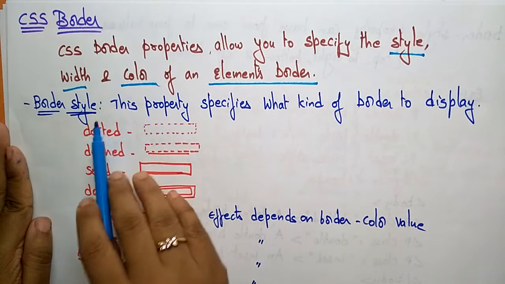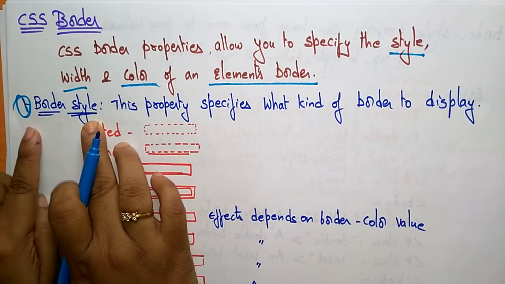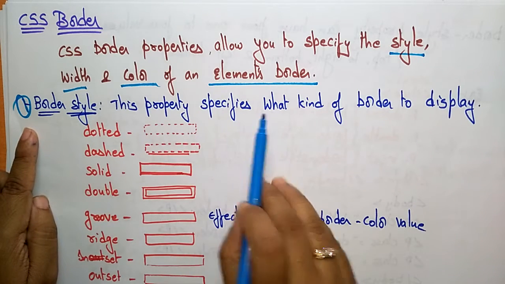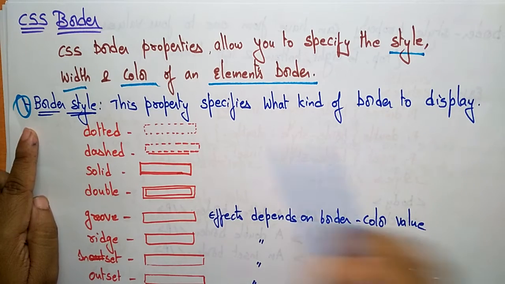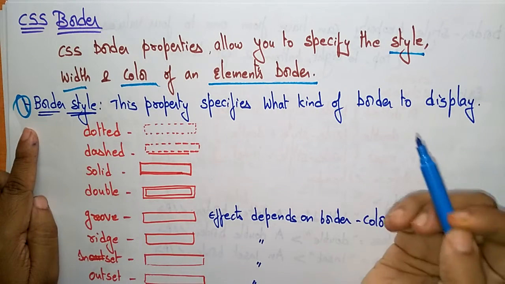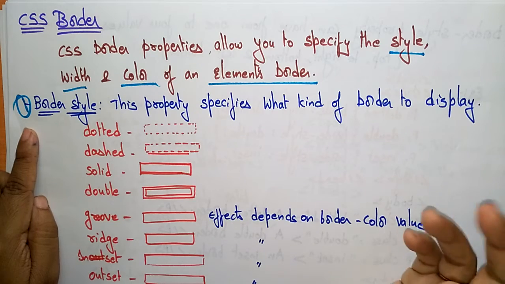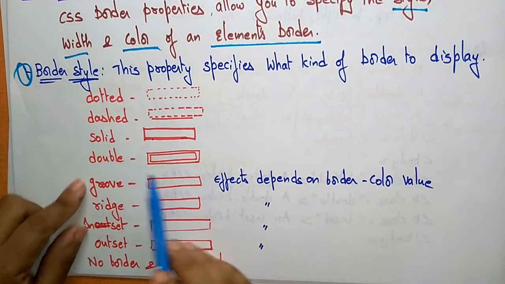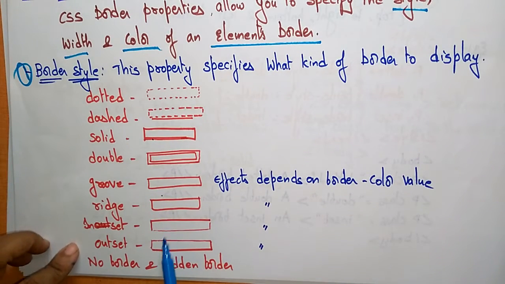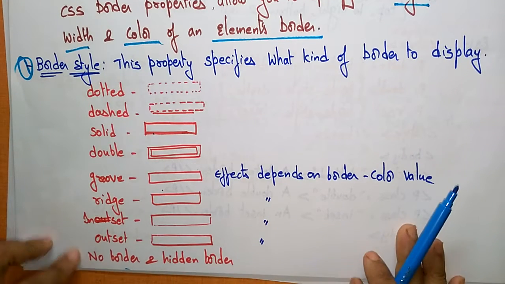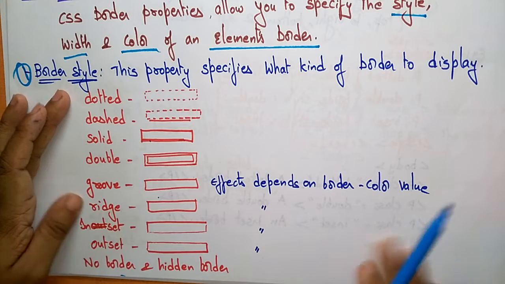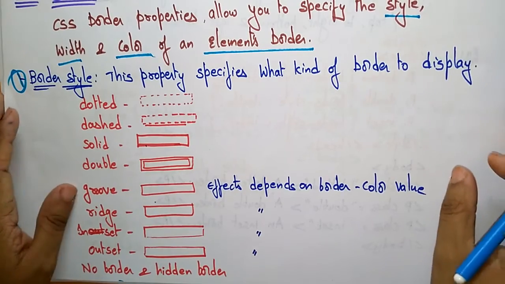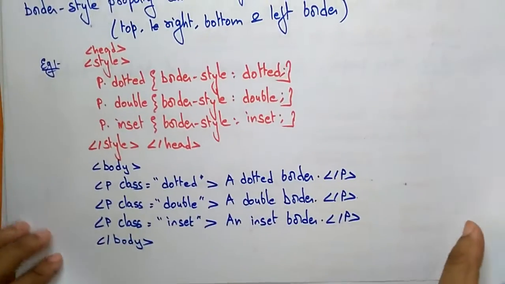Let's see the CSS border. The first one is the border style. Let's see what are the different border styles that are present in the cascading style sheets. This property specifies what kind of border to display. So the border style property specifies exactly what type of border you need, whether it may be a dotted border, dashed border, solid border, double, groove, ridge, inset, outset, no border or hidden borders. So these are the different border styles. The groove, ridge, inset, outset effects depend on the border color and the value that we give. Okay, so let me explain with a program.